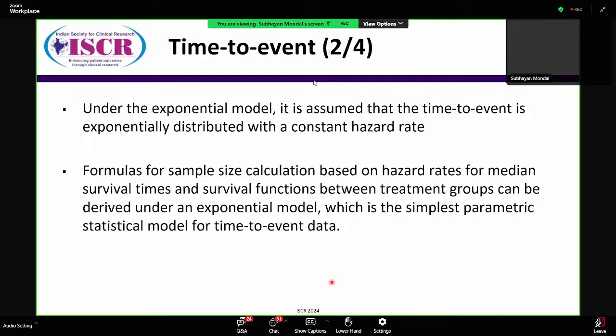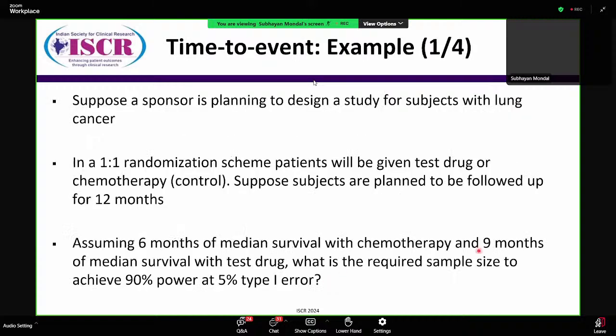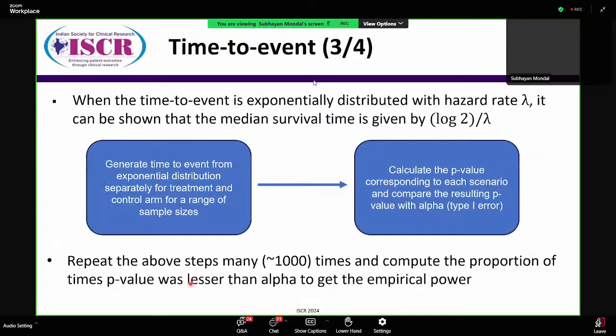Now, just want to mention that our assumptions were treatment has 9 months of median survival and the control has 6 months of median survival, and our target power is 90% and 5% is the type 1 error that we are looking for. Now this has the similar structure because this is again the simulation framework with which we will calculate the sample size. Now here we will take the easy example so that we are assuming that the time to event are generated from an exponential distribution.